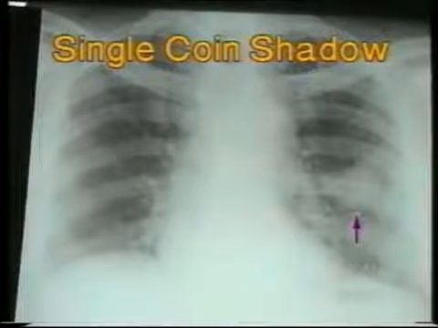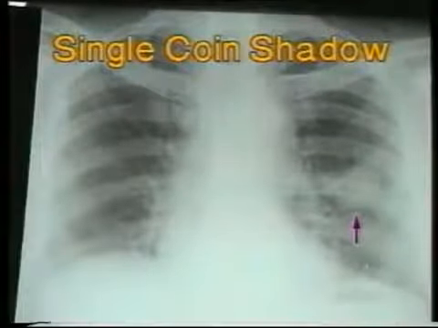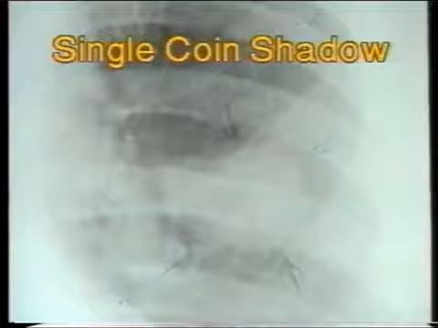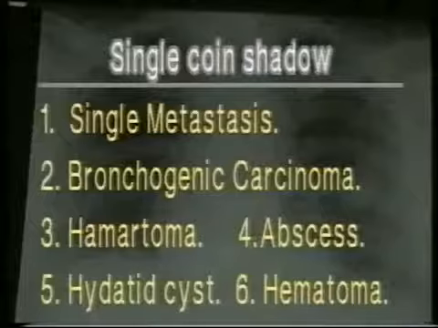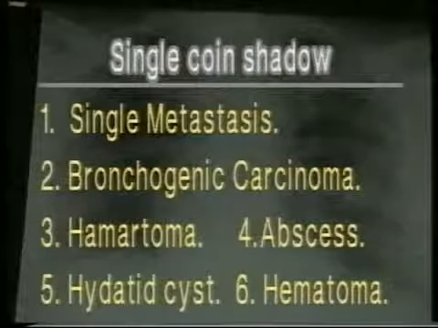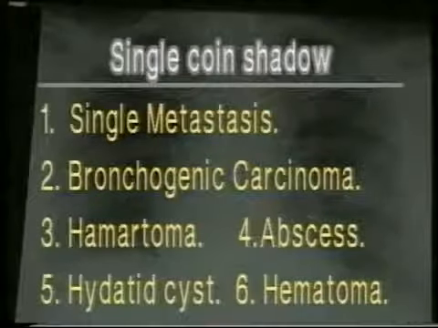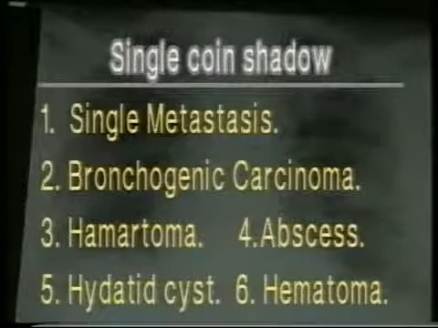Sometimes a single large cannonball or coin shadow is seen. Note the coin shadow in the left lower zone. In the close-up view, you can see that it is perfectly round. It is sharply defined from the surrounding lung and does not have a spreading border like bronchogenic carcinoma. This is a metastasis. A single coin shadow may be seen in a single metastasis, primary bronchogenic carcinoma of the peripheral type, hamartoma or AV malformation, an abscess without air, a hydatid cyst, and traumatic hematoma.